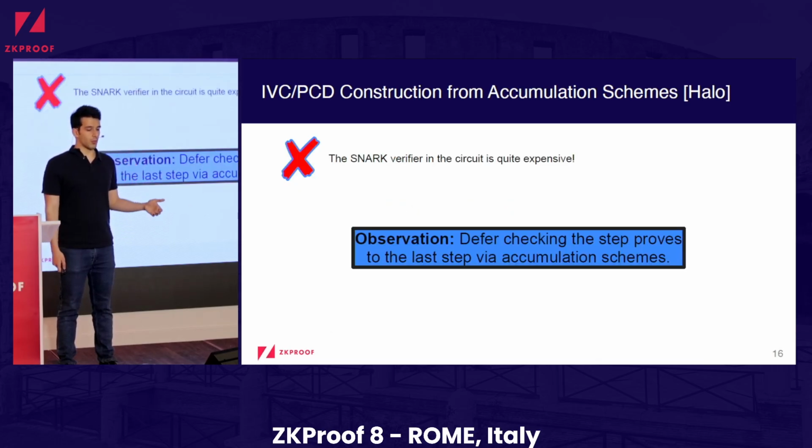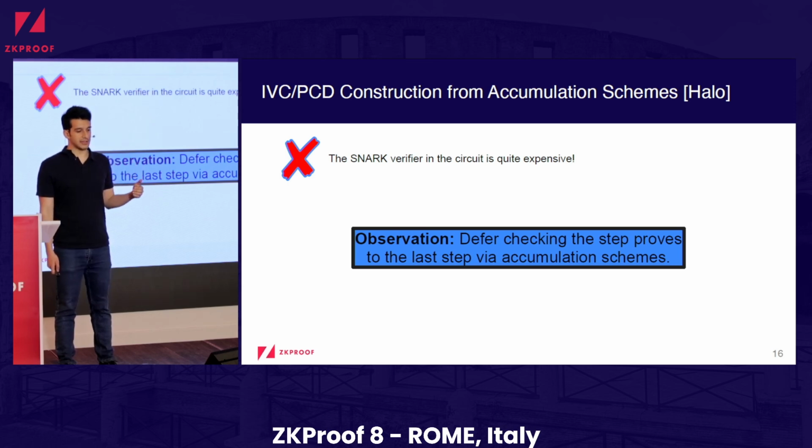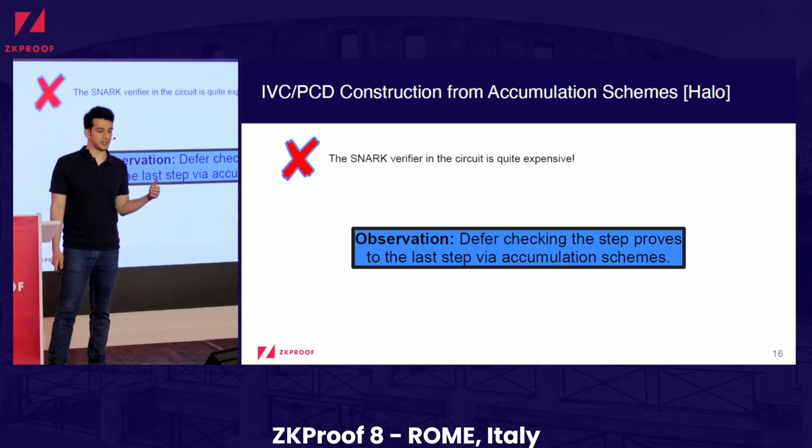And there was a line of work starting from Halo that observed that the SNARK verifier is quite expensive to implement in the circuit. They proposed a new approach, which is building IVC or PCD from accumulation schemes. The high-level idea is that we defer checking all those proofs, the pi_i's, to the last step of computation. Instead of checking them at every step, we accumulate or aggregate them and defer them to the last step of the IVC.